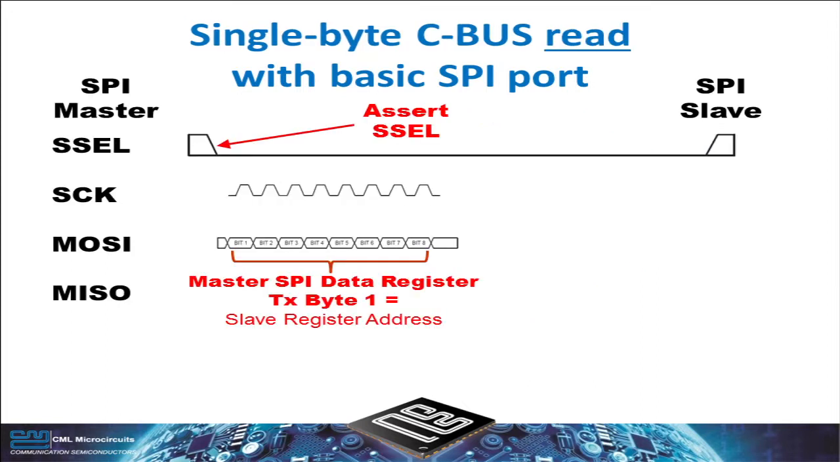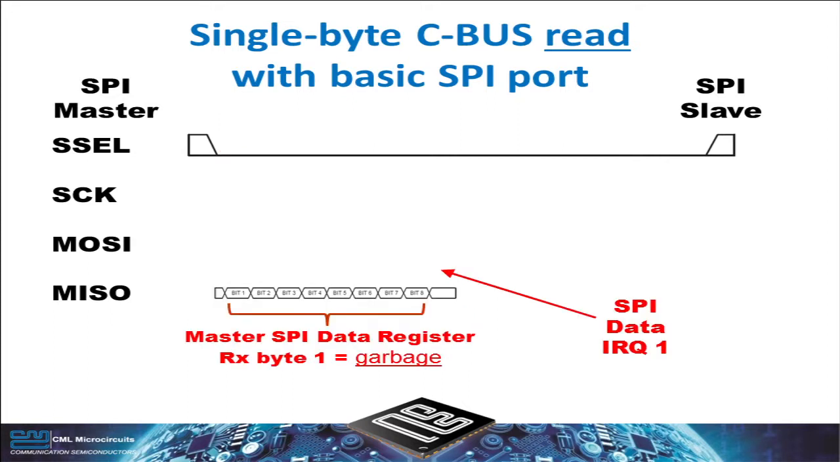A single-byte read operation also starts when the master device asserts slave select and loads the slave device C-BUS register address into the master SPI data register. The first SPI data interrupt indicates that the slave device register address has been transmitted. However, the received data in the master SPI data register is garbage.